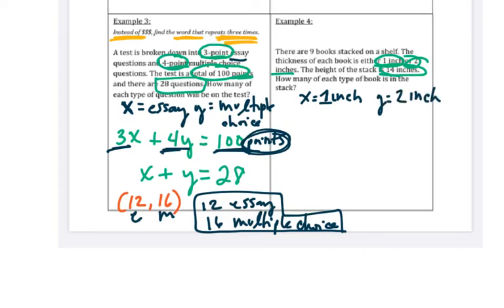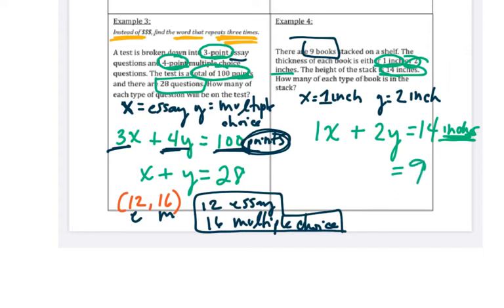So now I put my numbers together. 1-inch book plus 2-inch book equals a total of 14 inches. Inches plus inches equals total inches. Now the only other number we have here is a 9. So that's my other total. Just like always, it's going to be X, one type, plus Y, the other type, equals 9. So now that we have 2 equations with 2 unknowns, you can type that in and see what you get.